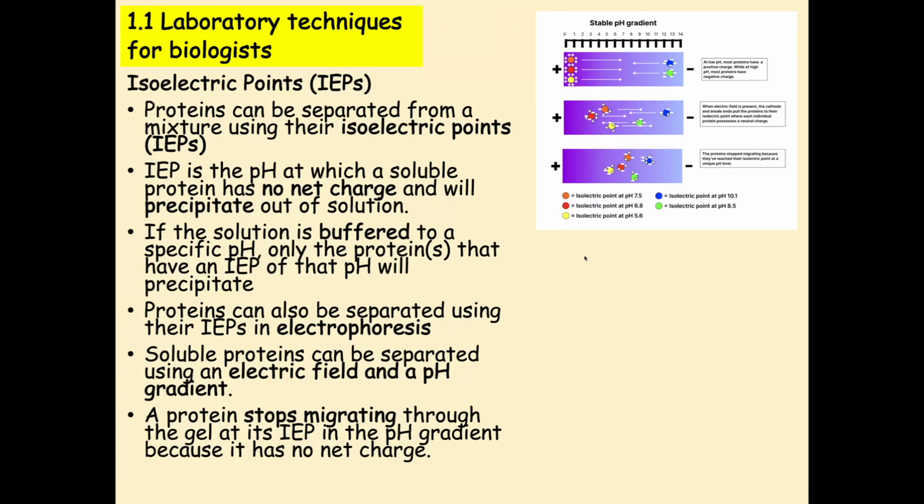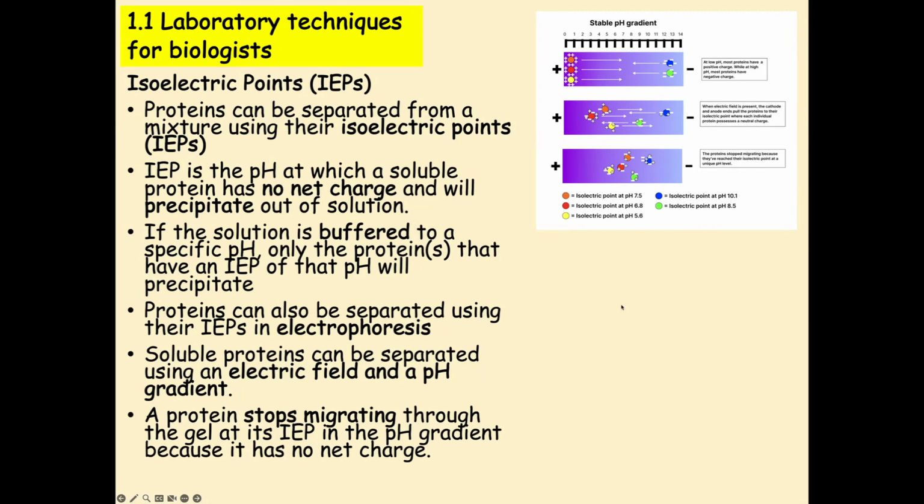If the solution is buffered to a specific pH, only the proteins that have an IEP of that specific pH will precipitate, because the solution is buffered only to that one pH. We won't have the gradient that you can see in this diagram up here. So proteins can also be separated using their IEPs in electrophoresis, the process we just had a look at before. Soluble proteins can be separated using an electric field and a pH gradient. Okay, we talked about the pH gradient there, and we've got our electric field there.